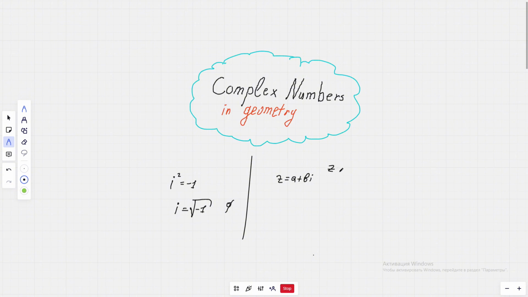where z is our complex number, which we'll label as a c, and the i is our imaginary number, or in other words, the complex unit, and a and b are rational numbers.